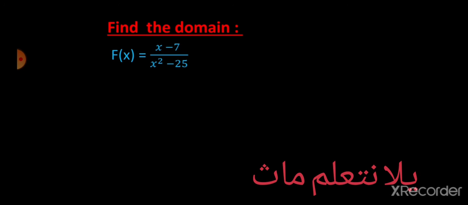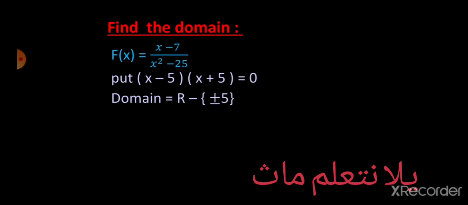Let's see the second one. F of x equals (x minus 7) over (x power 2 minus 25). Here we put the denominator equals 0 to find the zeros of the denominator, or factorize. x minus 5 and x plus 5, both of them equal 0. After that, x minus 5 equals 0, so x equals 5 or negative 5. So the domain for this function will be R except positive or negative 5.